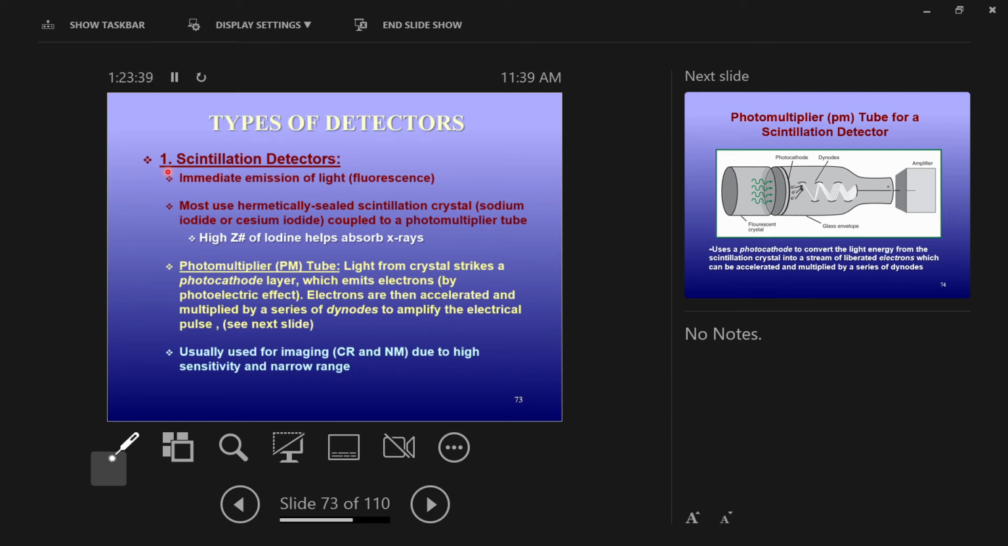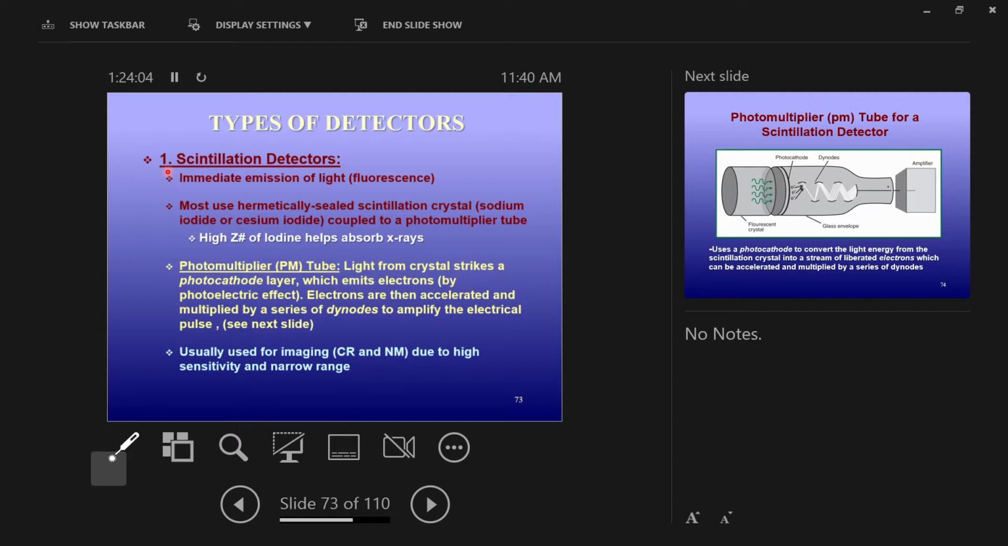So the different measuring devices. The first one to talk about is what's called scintillation. Scintillation is when a material emits light when it's exposed to a radiation source.